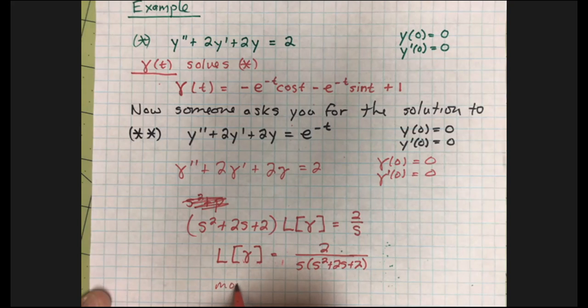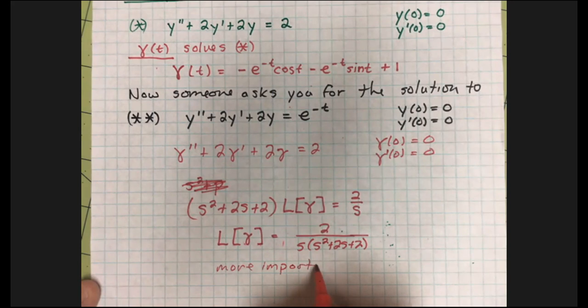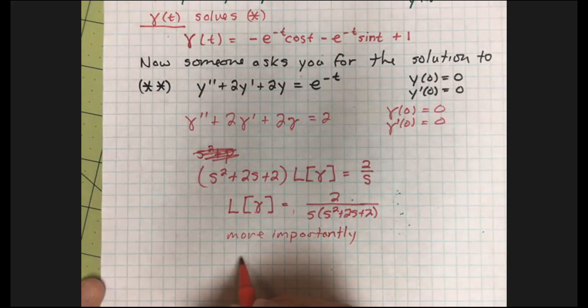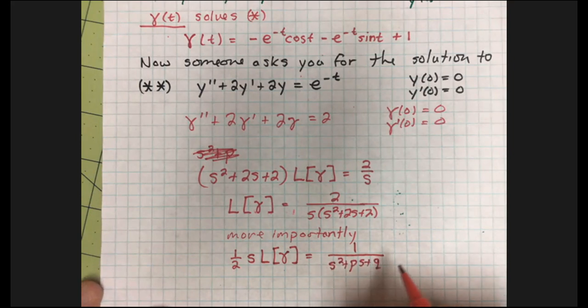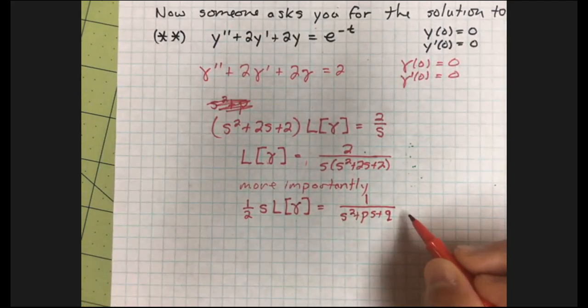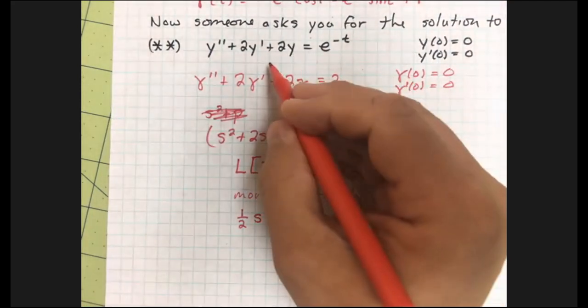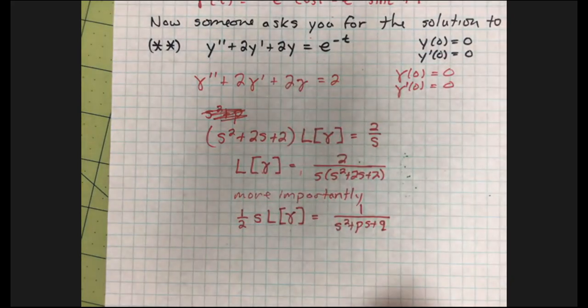But more importantly, let's focus on our characteristic equation. What it means is that one half s L gamma is our favorite fraction, 1 over s squared plus ps plus q. How is this going to help me solve the black box problem? How is this going to help me solve double star? Well, let's check it out.